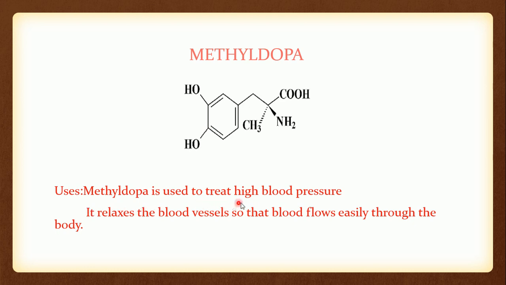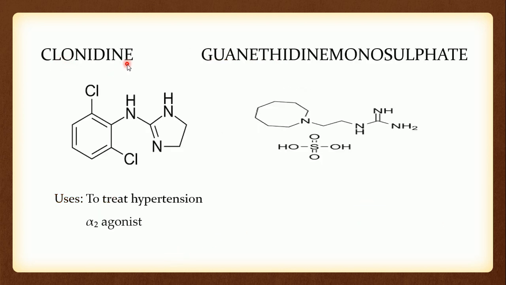Methyl dopa is used to treat high blood pressure. It relaxes blood vessels so that blood flows easily through the body. Next structure under sympathetic agonists is clonidine. Clonidine contains the imidazole basic nucleus. What is imidazole? A 5-membered ring containing 2 nitrogens at the first and third positions is called imidazole. Here a single bond is present, that's why we call it imidazolidine.